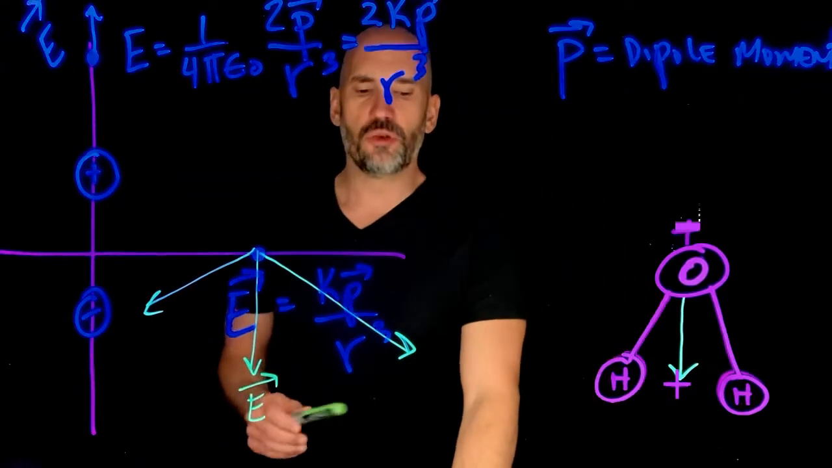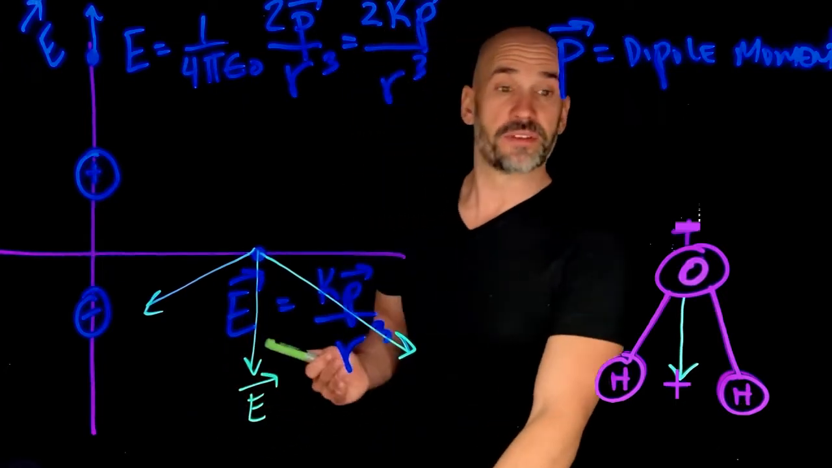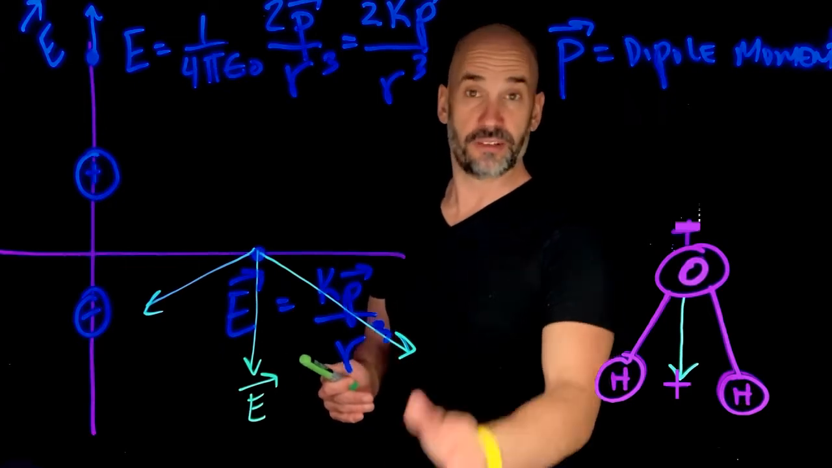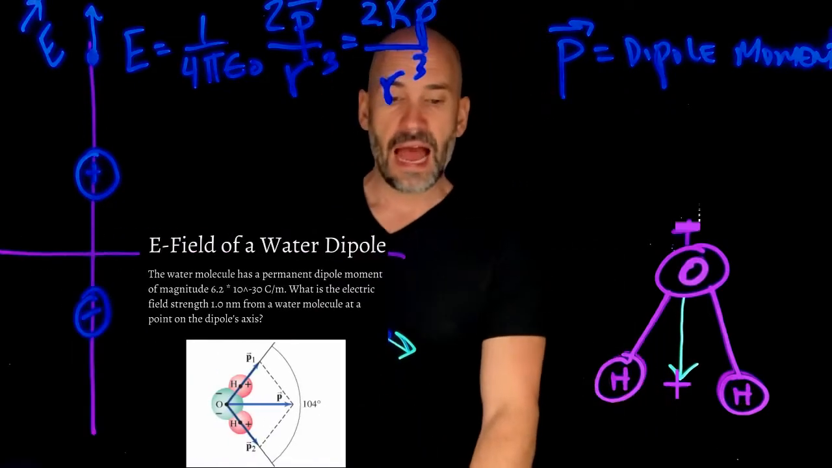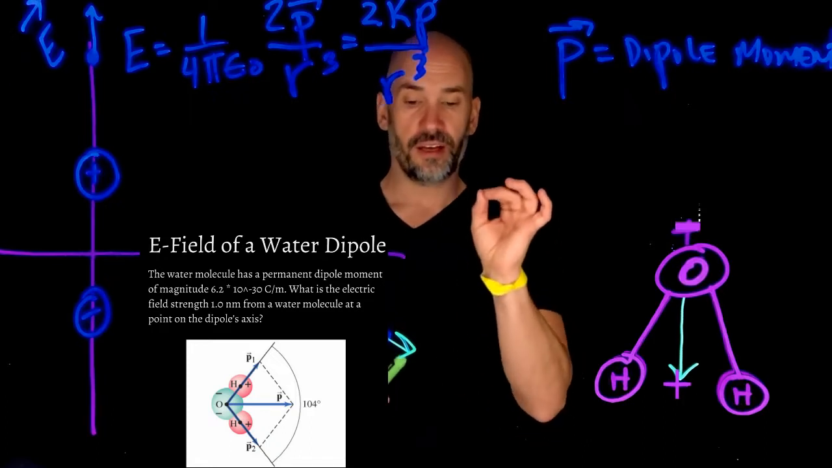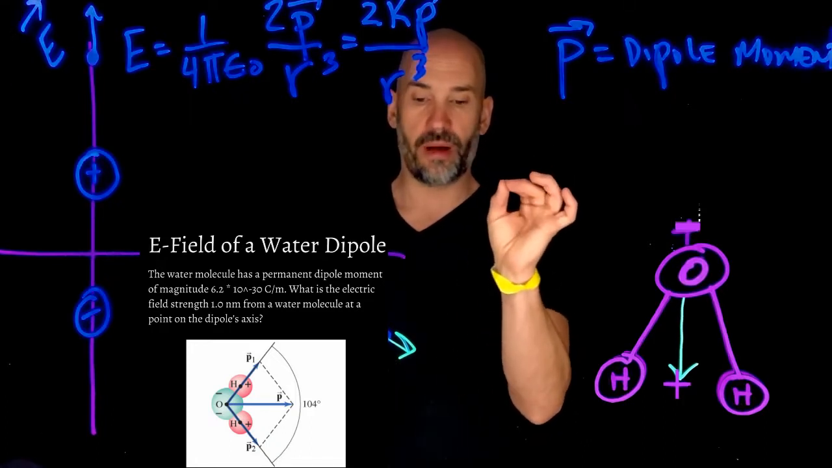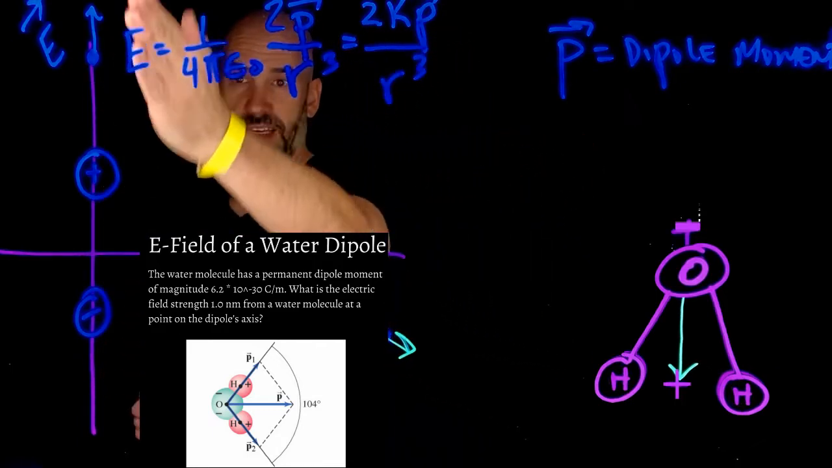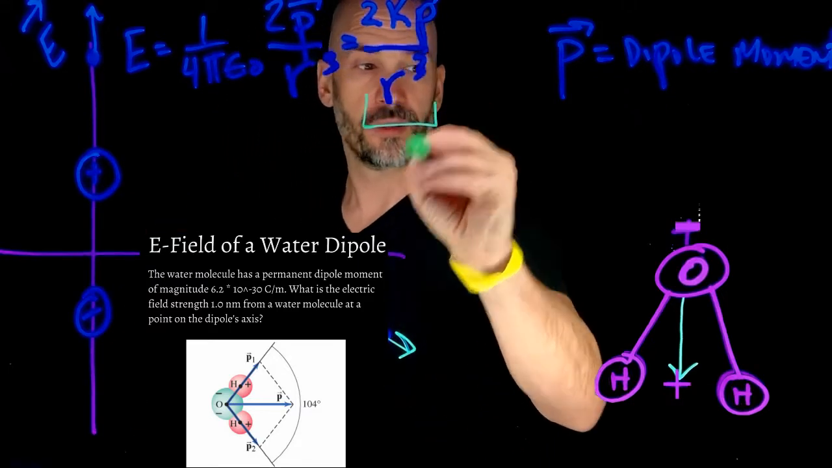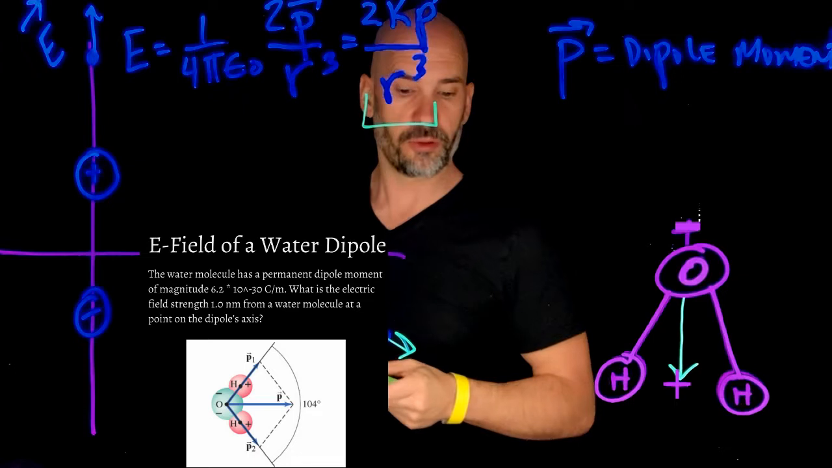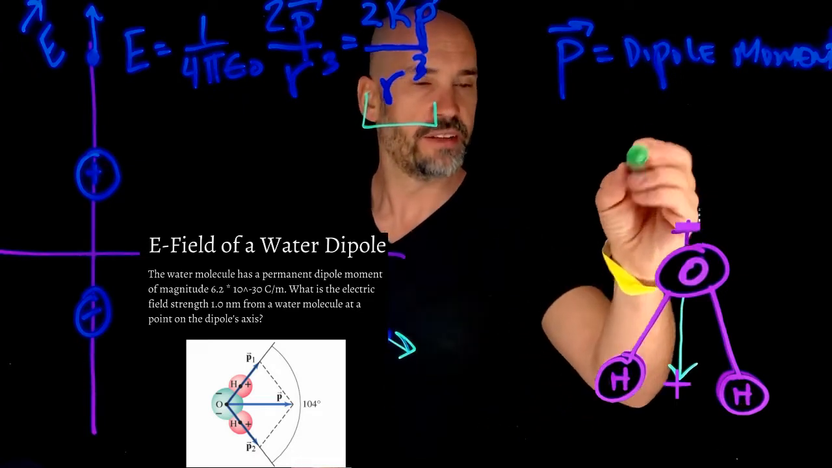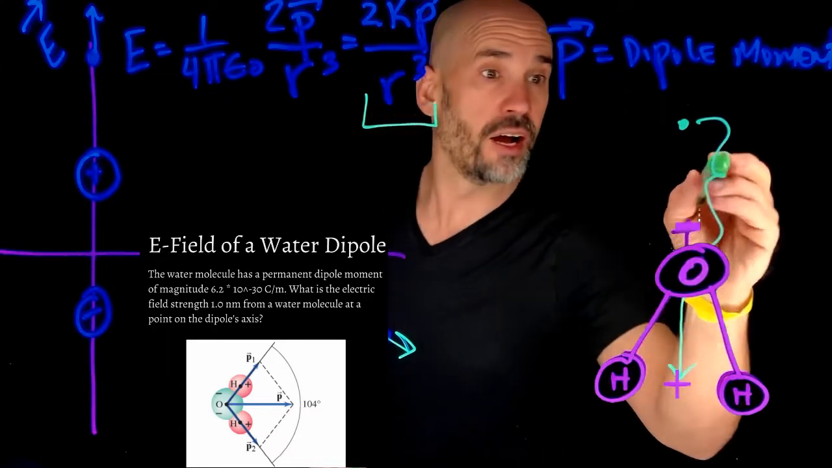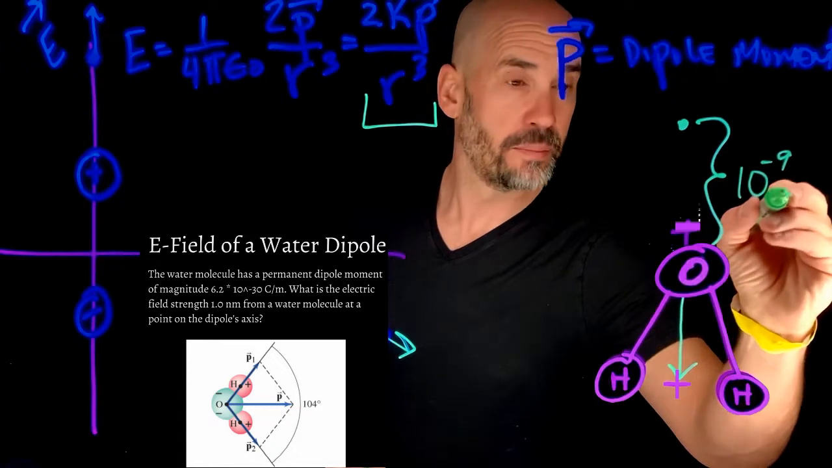So I just want to do one classic example, right? The most famous dipole of all, water. How would we find the electric field strength, if you could go to the slide that says E field of a water dipole? How could we find the electric field strength 1 nanometer from a water molecule at a point on the dipole's axis? So it's going to be on this axis again, right? So we're going to use this formula, okay? In other words, we're basically trying to find the electric field at some point here, if this is our water molecule, a distance of 10 to the minus 9 meters away.